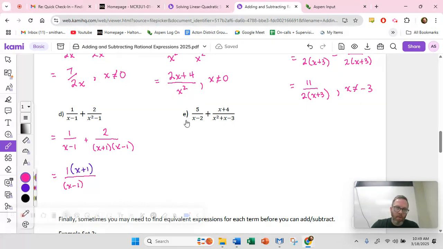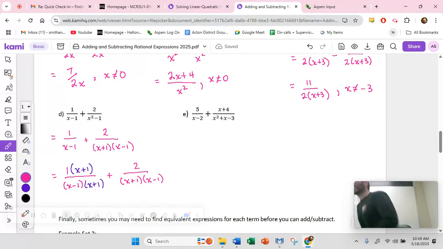x minus 1 times x plus 1, plus 2 over x plus 1 times x minus 1. Okay, this is the next level. We weren't just multiplying by a 2 or an x. We had to multiply by an actual binomial factor there. But now they match, and we can just add the tops together. We're just going to have 1x, and we're going to have 1 plus 2 is 3. We're done.